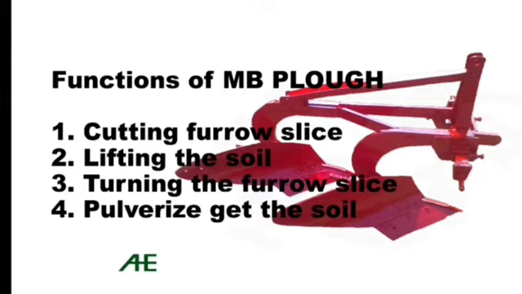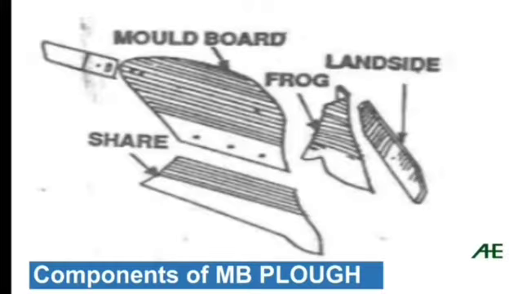The pulverization of the soil gets done with the help of the MB plow. What is pulverization? The breaking of the soil into small pieces and making it open to the air is called aeration. So pulverization is the mixing of soil and breaking its clods. So pulverization is done by the MB plow. Then these are some of the components of the MB plow. Here we will see it is the shear, the moldboard, the frog, the landside, and the tail piece or directional piece. So guys, we will see the function of each one by one.